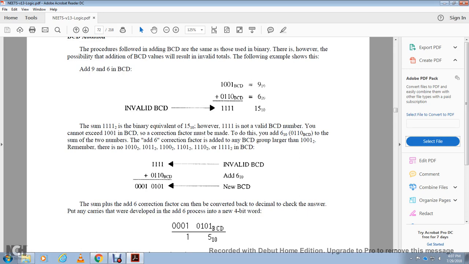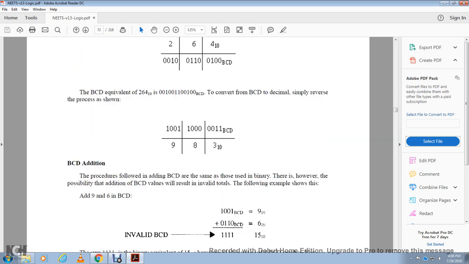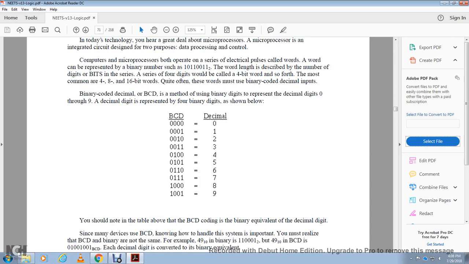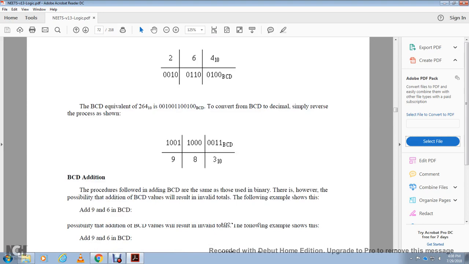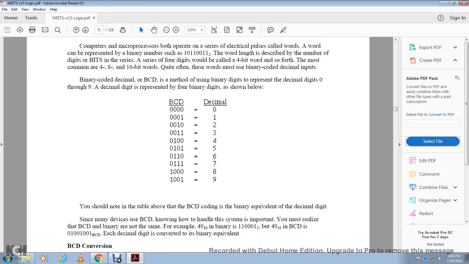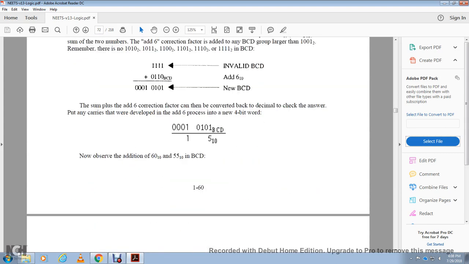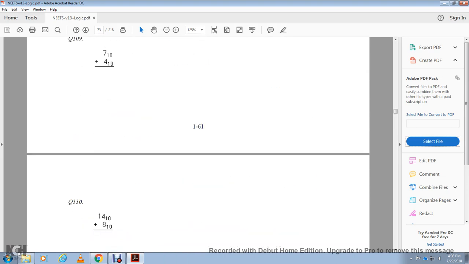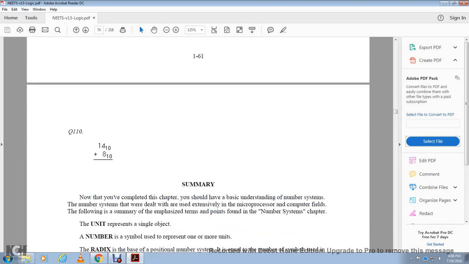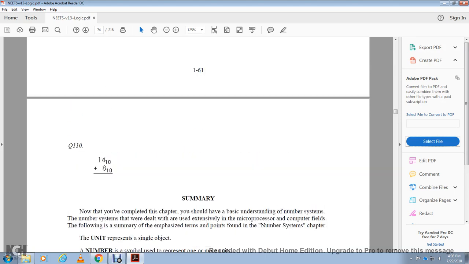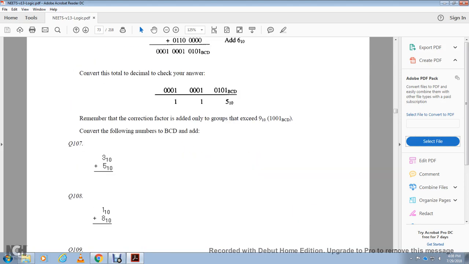After adding the conversion factor, convert back to decimal and check the answer. Put the answers together and then add 6 to process the new bits for a word. So these are 4-bit words. Remember that it's on a scale, so when you have 9 or 15, like this, it is getting complicated. All right, and now we have the summary. Remember the 4-bit words.